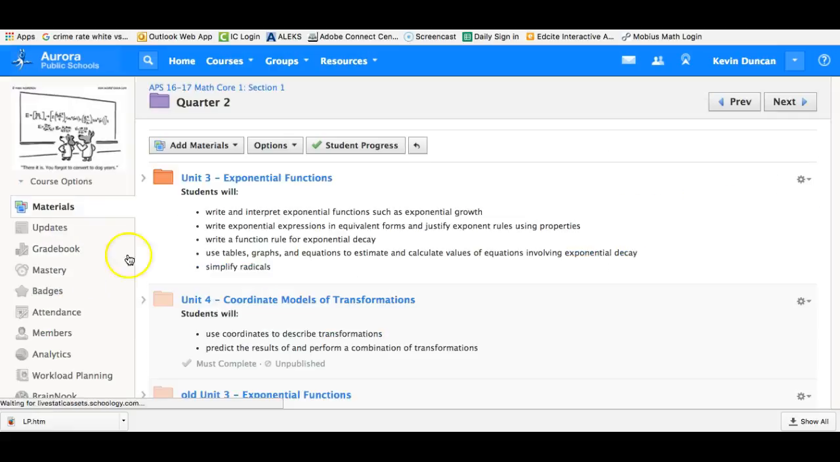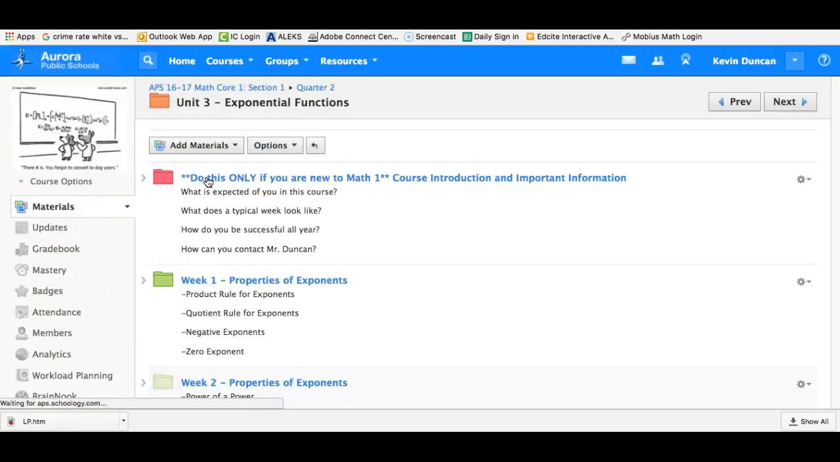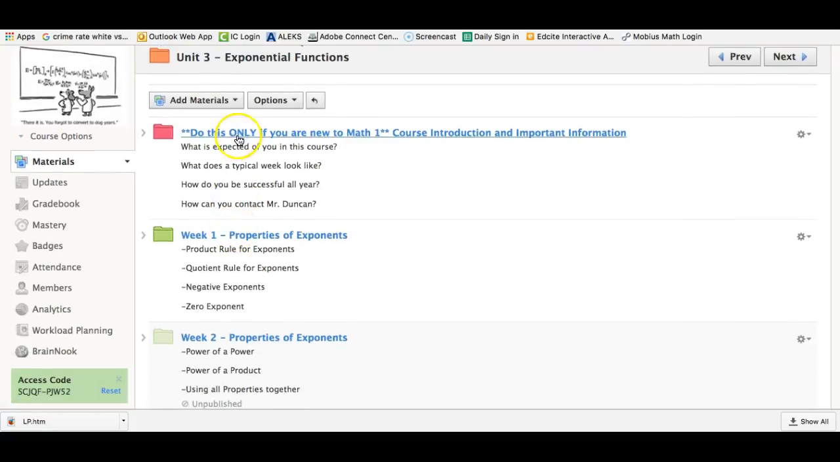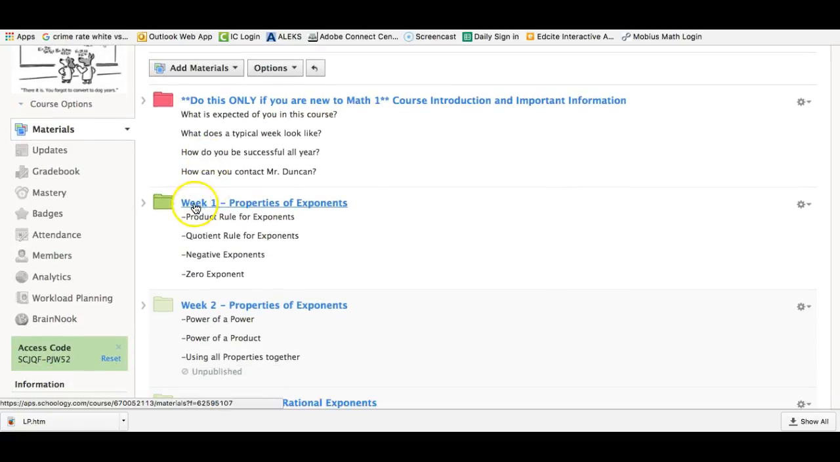Over here in materials, quarter two, unit three, exponential functions. This is only if you are new to the course. It is intro stuff. If you are not new, you have already done that. So let's hop into week one.